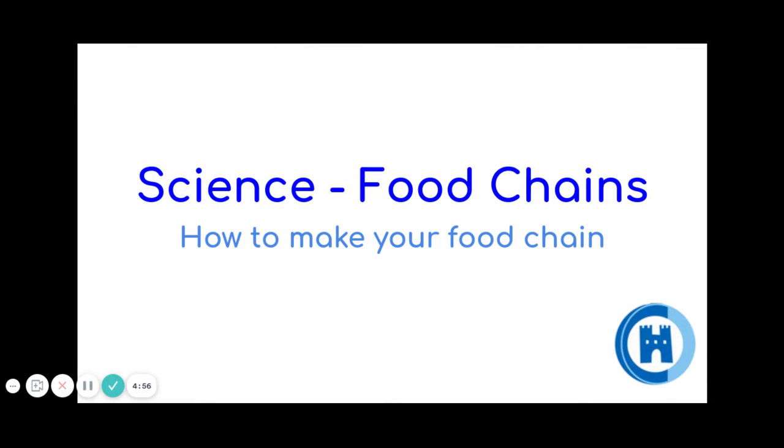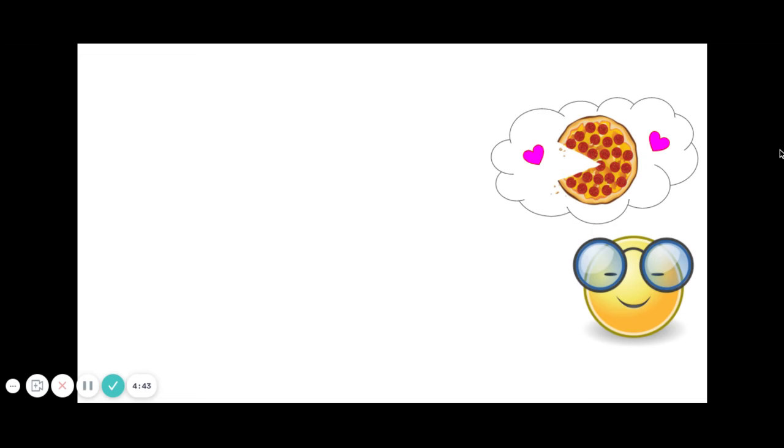Russell again, and today we are going to finish off our topic of animals, including humans, by looking at food chains. And we're going to make our own food chains based off our favourite food. So here I am, and my favourite food is pizza.